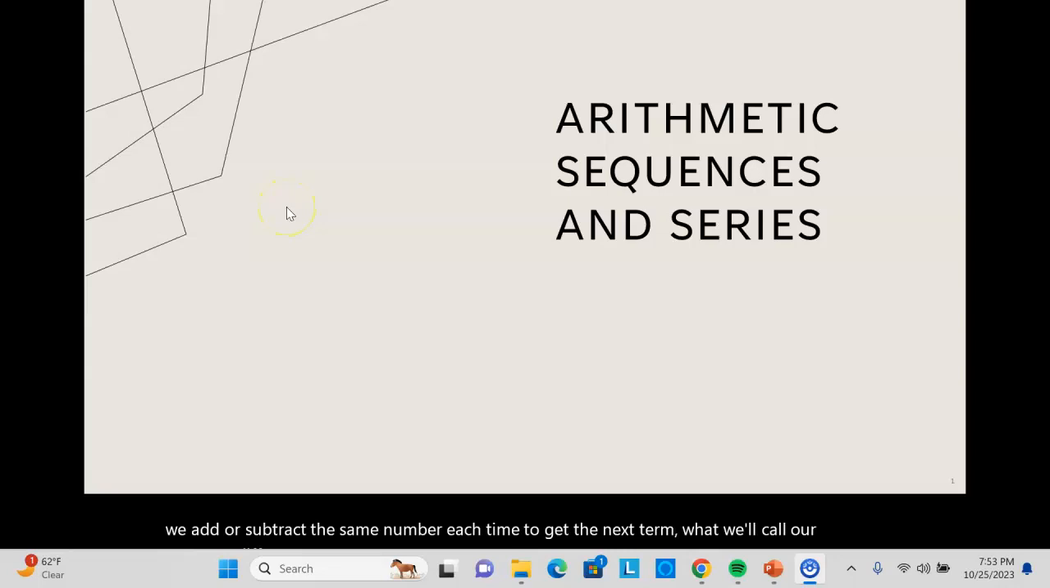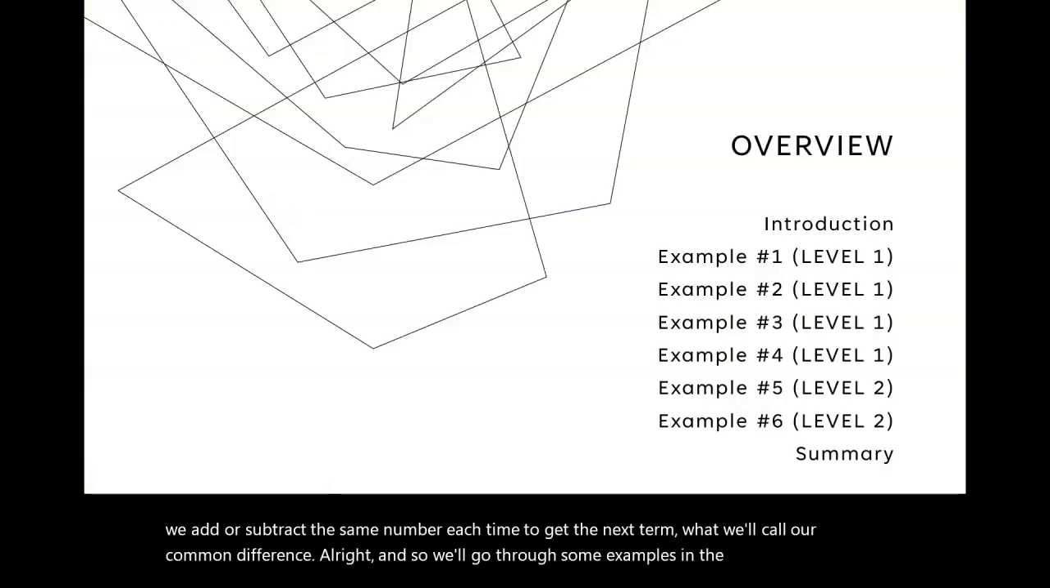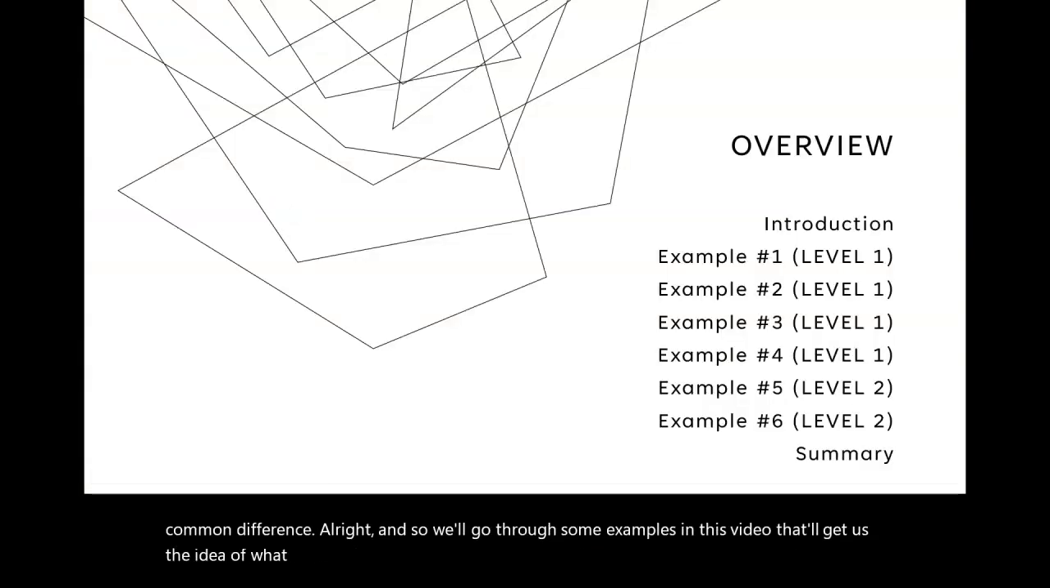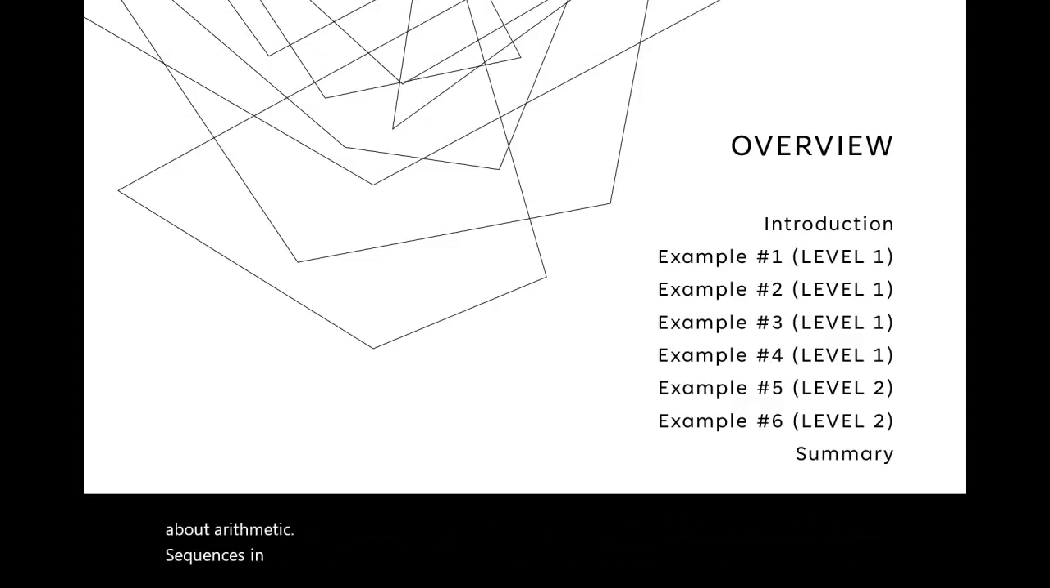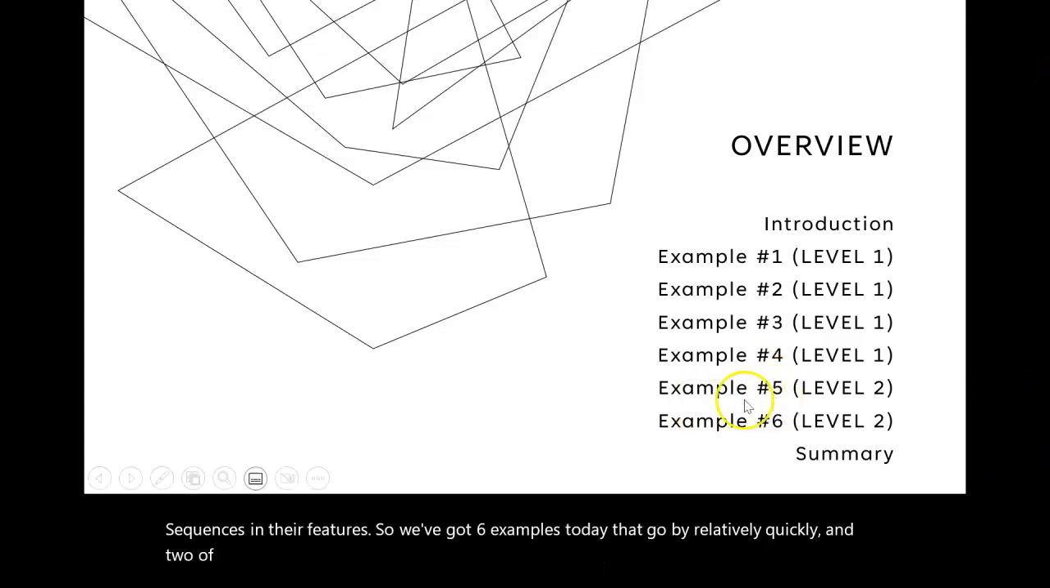All right. And so we'll go through some examples in this video that'll get us the idea of what an arithmetic sequence is and the very different ways that we can actually talk about arithmetic sequences and their features. So we've got 6 examples today that go by relatively quickly, and 2 of them are in the level 2 area, so the tougher sort of problems here.